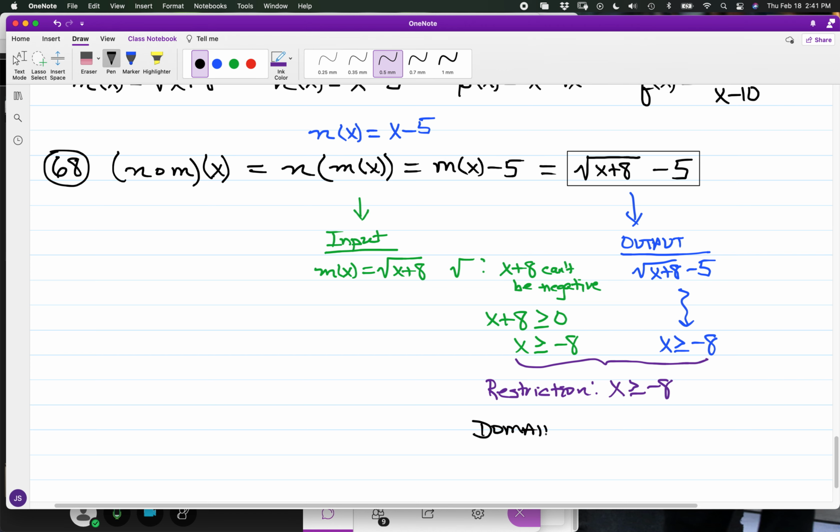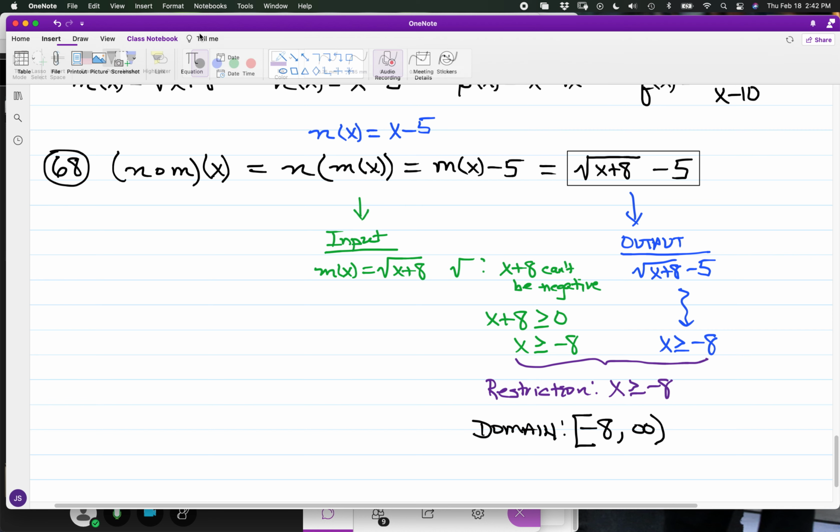So we have x is greater than or equal to negative 8. And so in the case of the domain, we're going to go from and including negative 8 all the way out to approaching infinity.